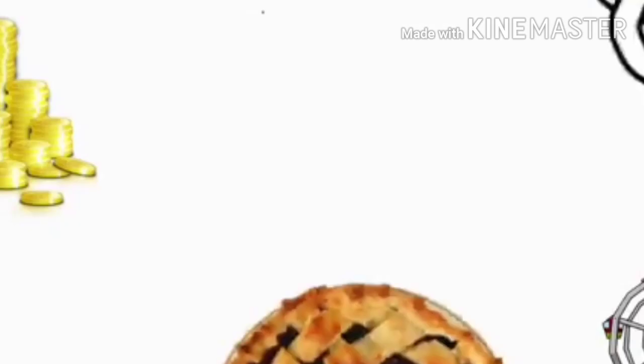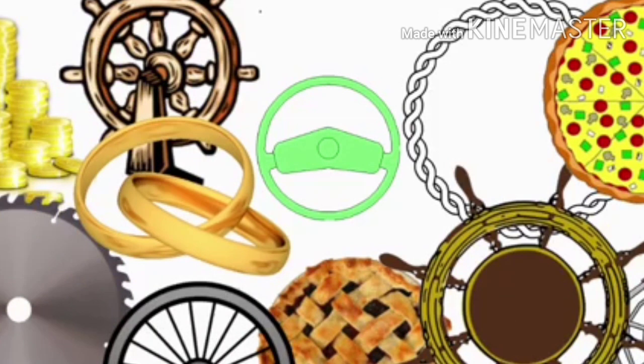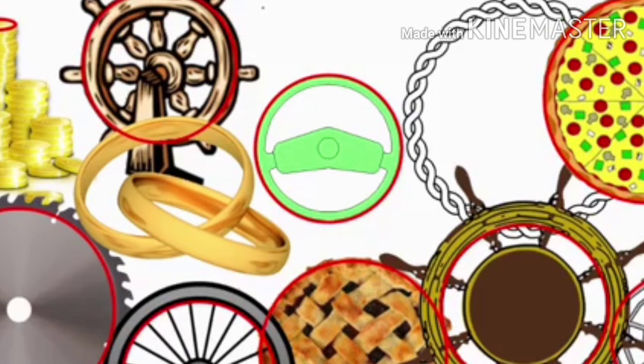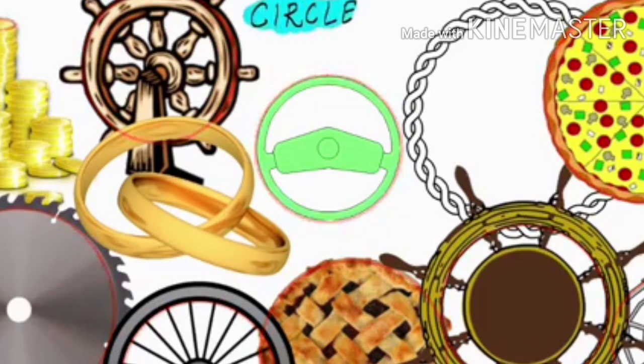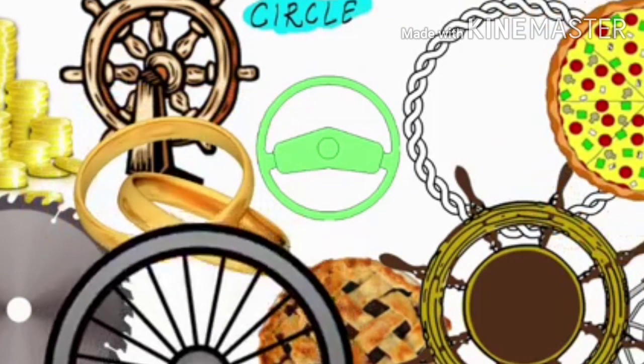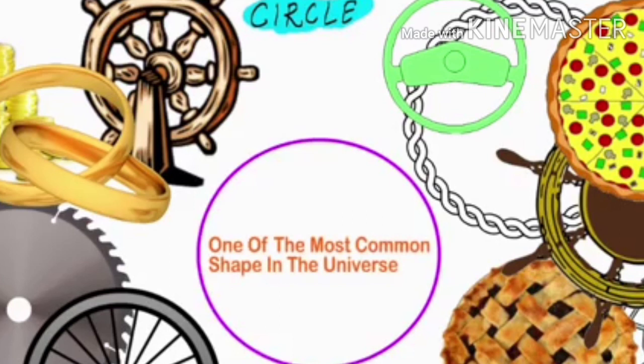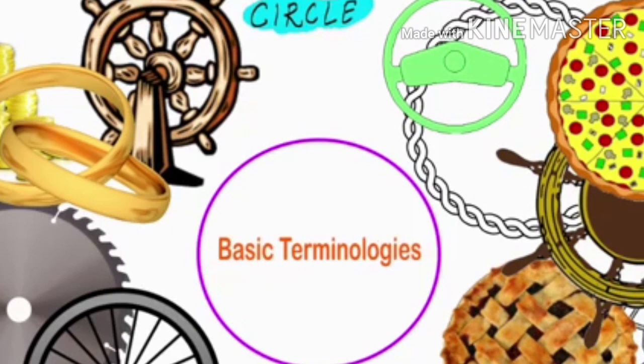You can see various pictures and figures on the screen. Did you notice anything common between them? All these figures look similar to a particular shape, that is a circle. For example, the shape of a bangle, shape of a pizza, bicycle wheel, coins, etc. Circles are the most common shape in this universe. In this session, we will learn all the basic terminologies and context to a circle.